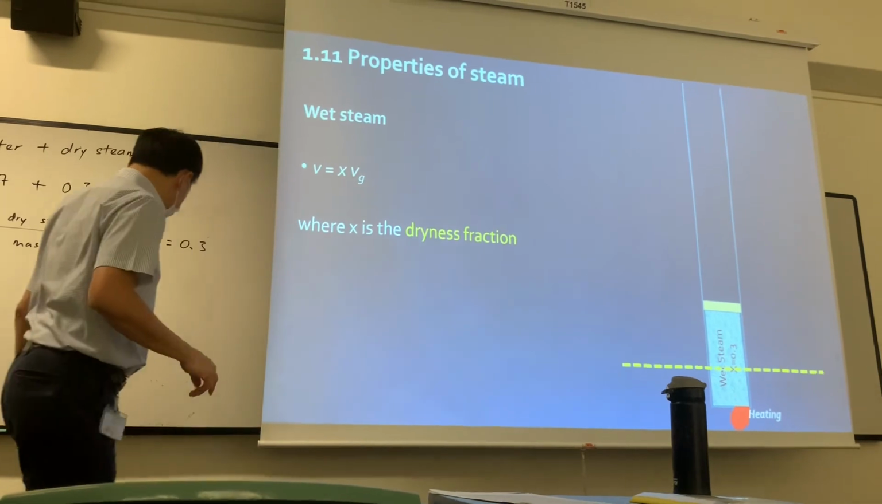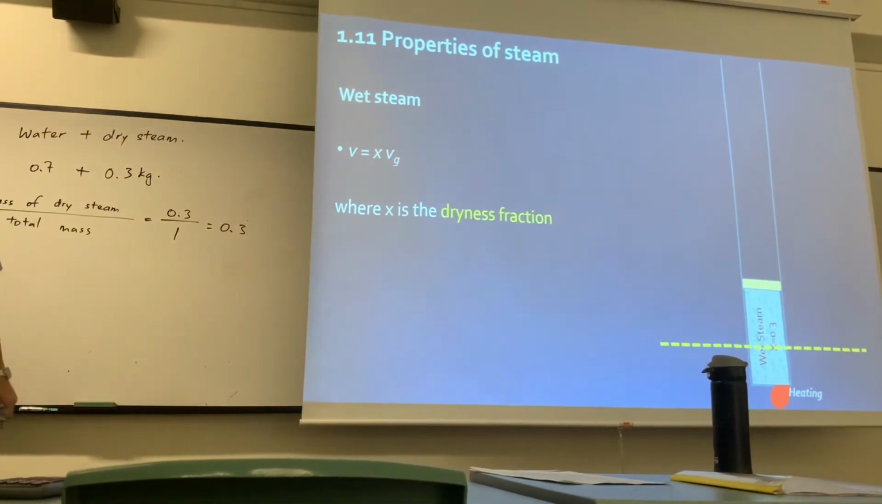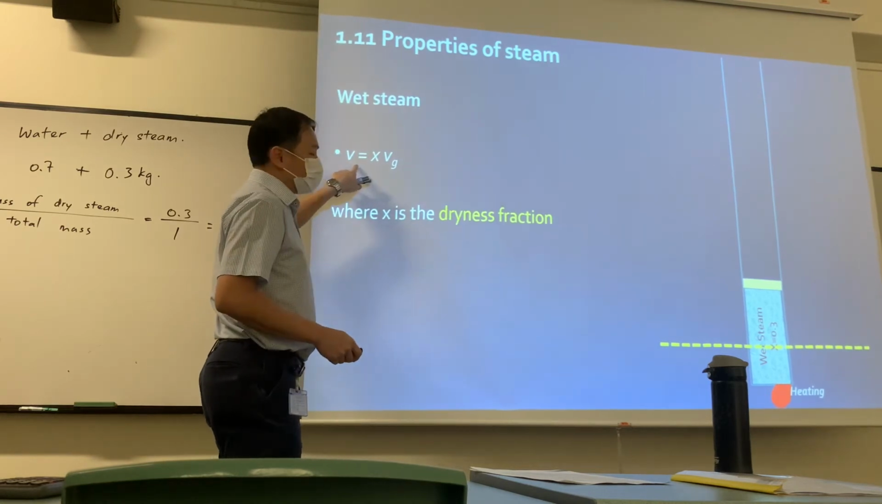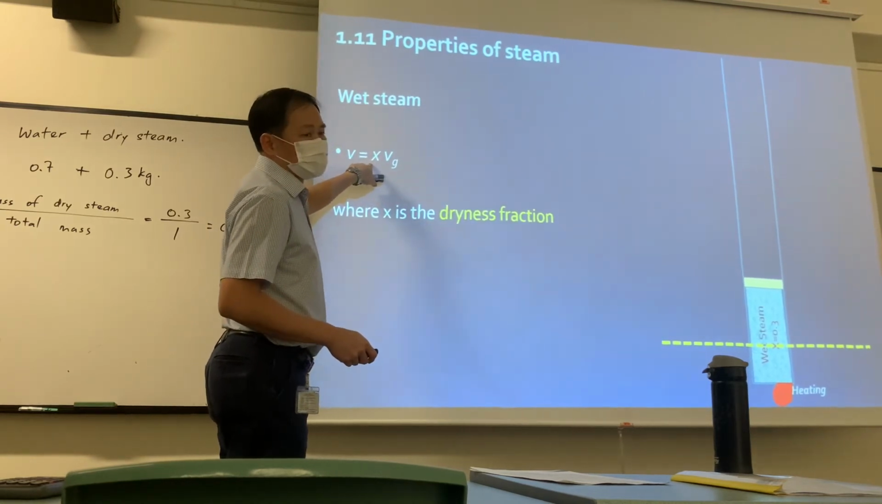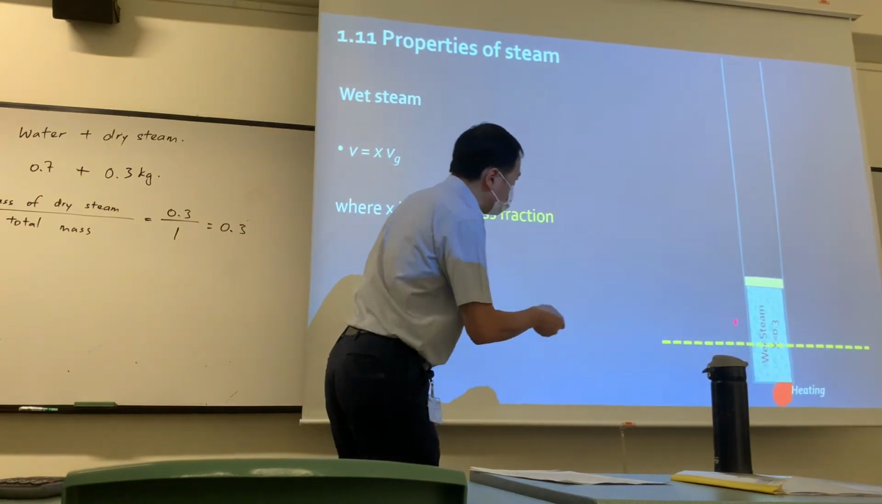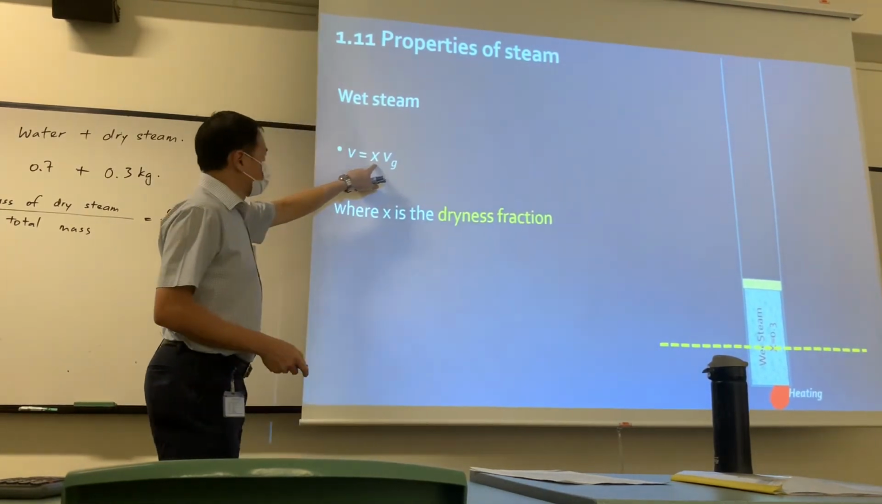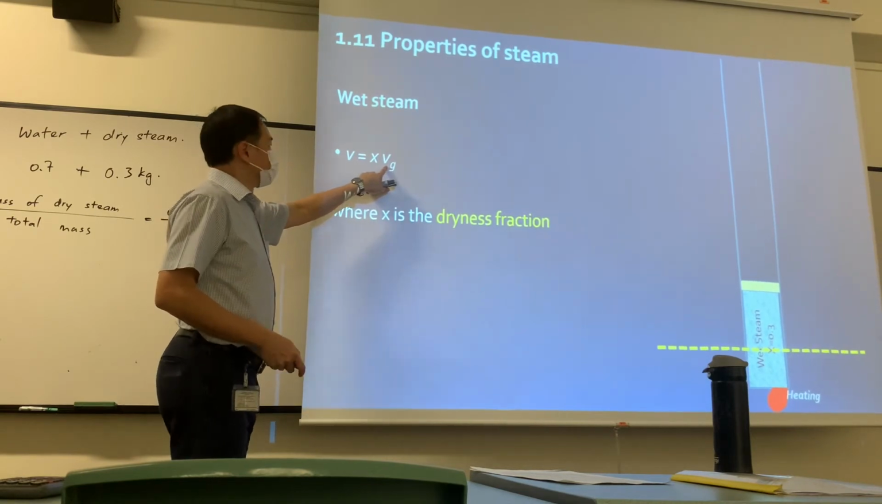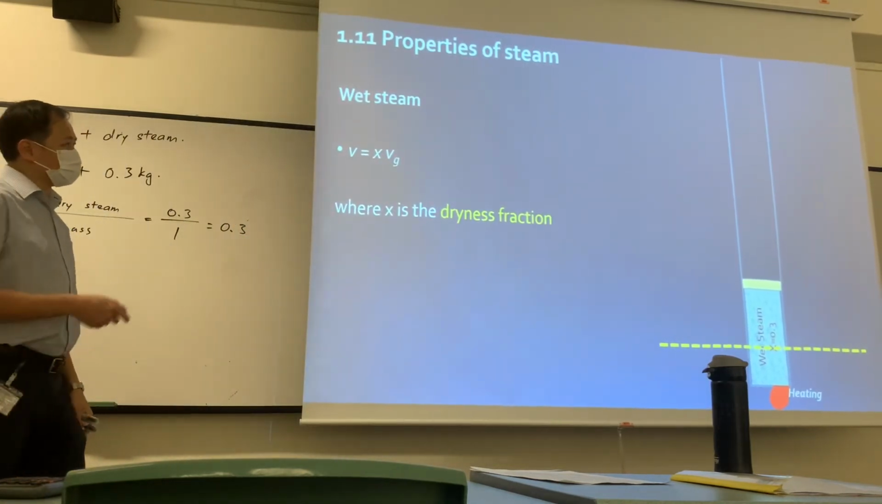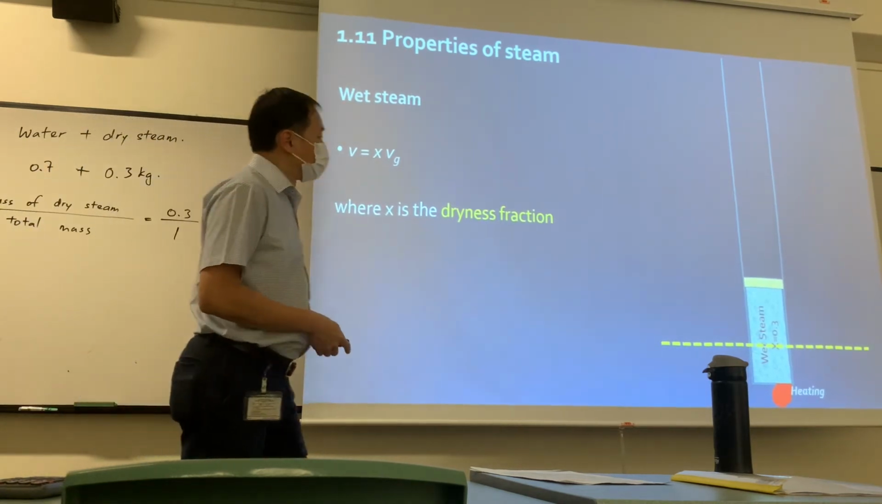This dryness fraction is a very useful fraction, because when we calculate the specific volume, we need the dryness fraction. Using X times vg, we can get the volume. So this volume here is X times vg. Where to get this vg? Steam table. So it is very important that you know the dryness fraction.